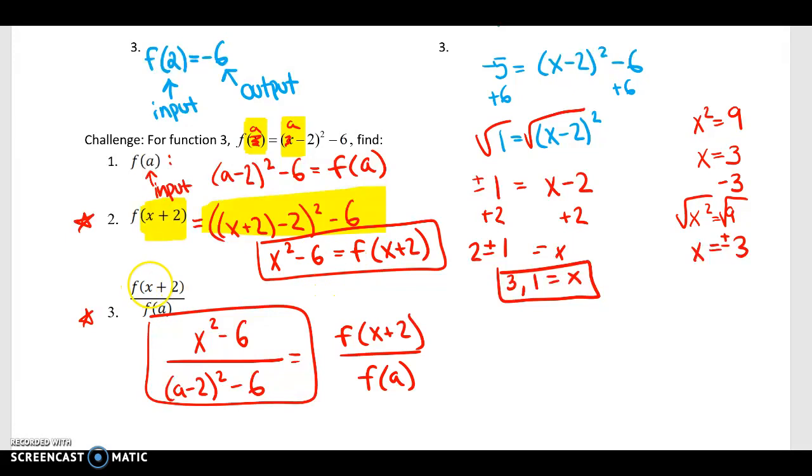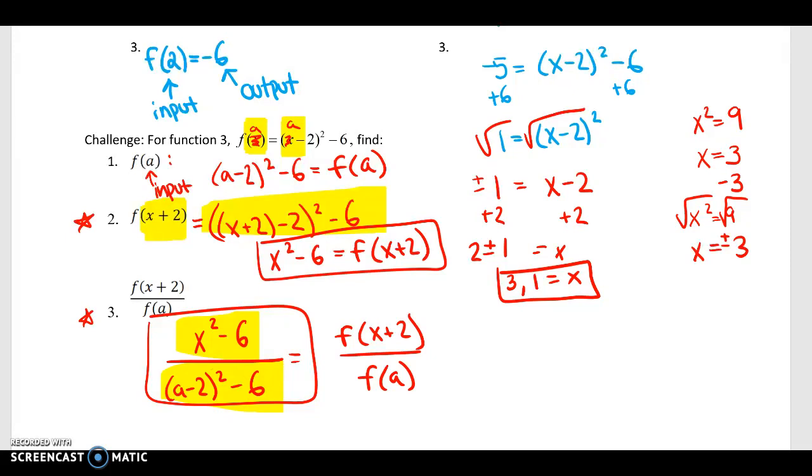Now this just says take f of x plus 2 and divide it by f of a. This is what we got for part 2. This is what we got for part 1. You're just dividing them. You can't simplify them because we have x's and a's, and there's nothing that can be done there. Technically, I guess you could expand this, but why waste our time? So that's all that's asking for.